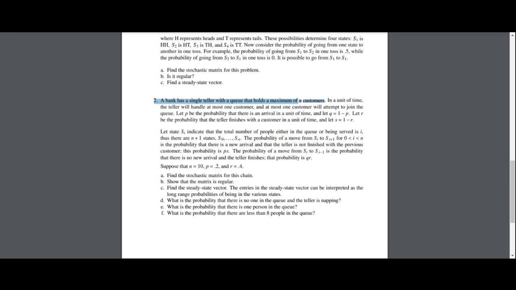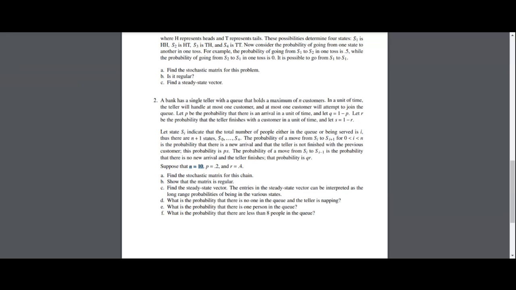So when you read over this question, you're going to let S sub I indicate the total number of people either in the queue, in the line, or being served as I. And there are n plus 1 states, S sub 0 to Sn. So if n equals 10, how many states are there going to be? That's right, Solomon. There are going to be 11 states.